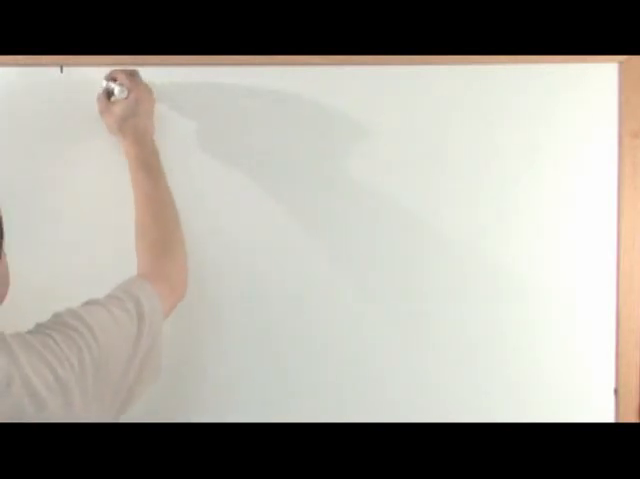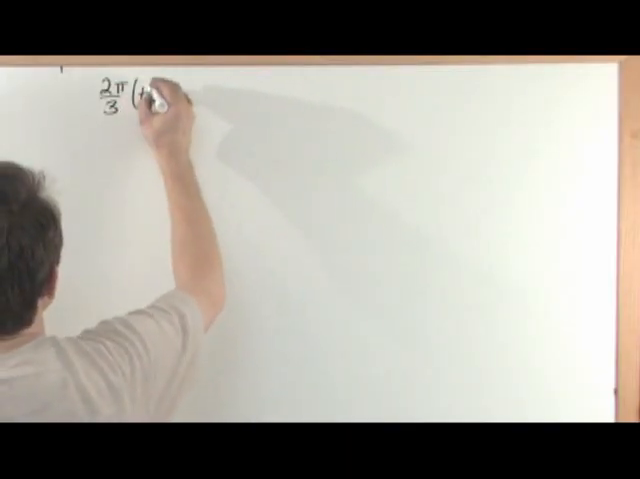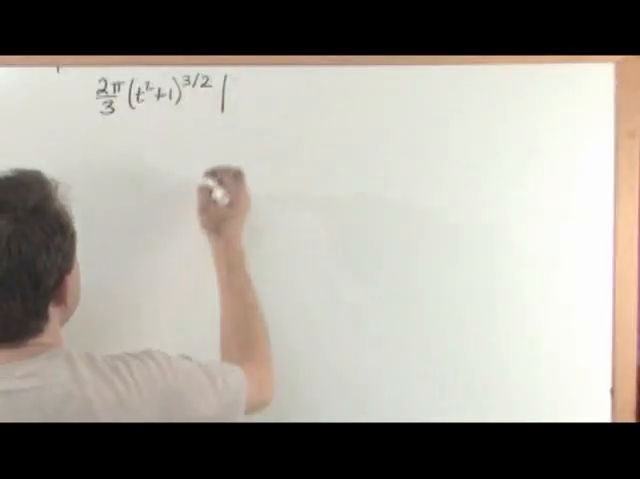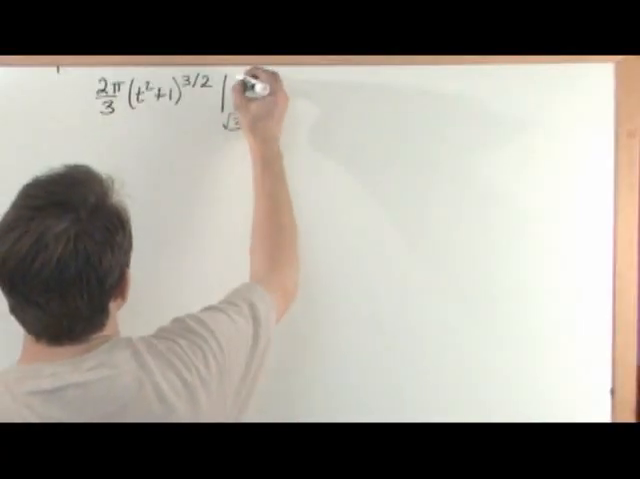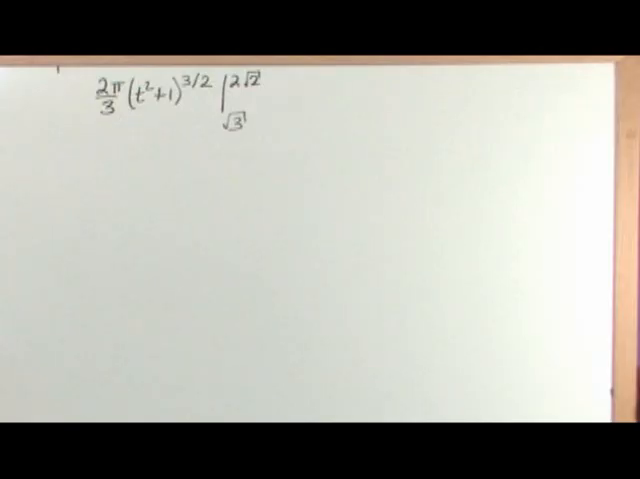Now let me go ahead and write down what we found just a minute ago so that we can stay together. 2 pi over 3 times t squared plus 1 to the 3 halves, evaluated from square root of 3 to 2 times the square root of 2. That's what we had, okay? And let's go ahead and do that.